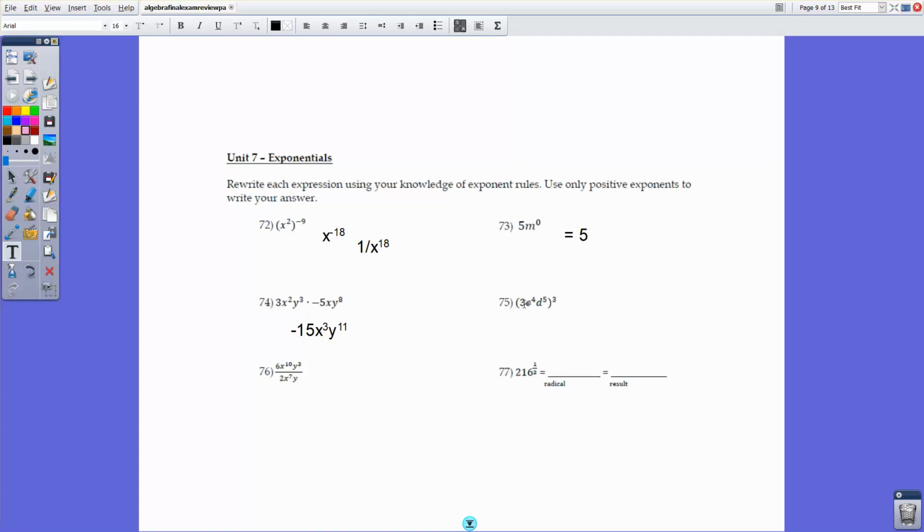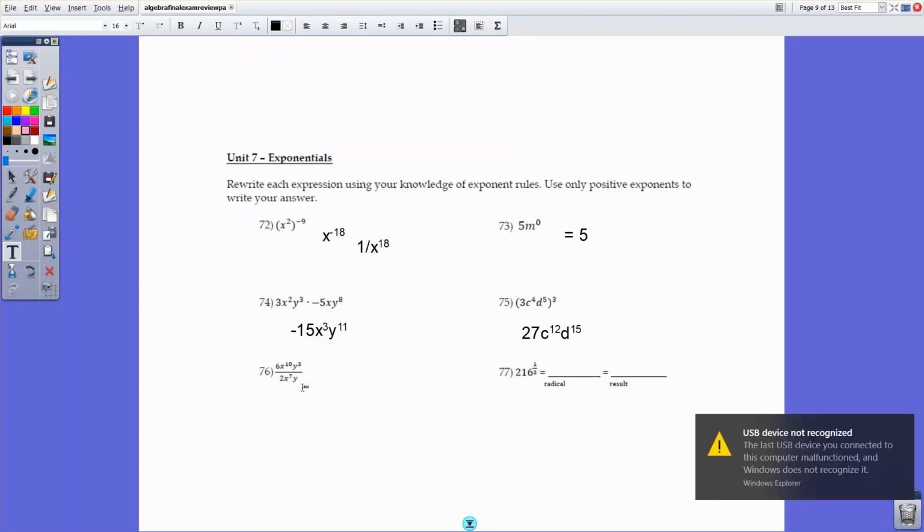For this one, 75, we're going to raise everything inside here to the third power. So basically, we're going to multiply any exponents. 3 to the third is 27, so we'll start with that. c to the 4th times 3 is c to the 12th. And then d to the 5th times 3, that's d to the 15th.